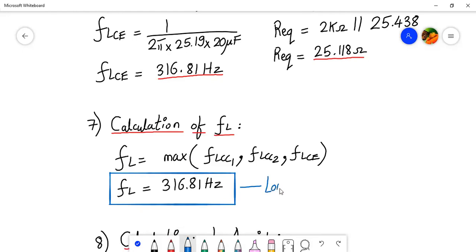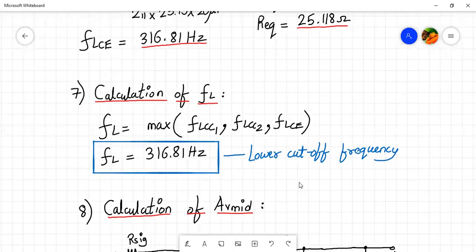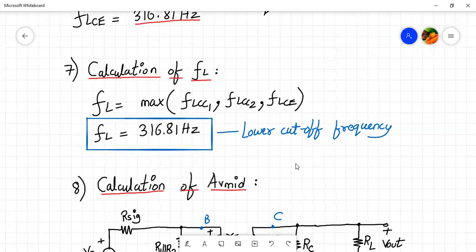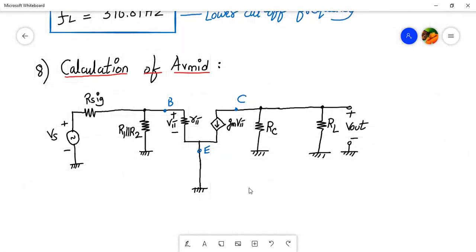Now what is FL? It is the lower cutoff frequency of the amplifier. Fine. Now we have calculated FL. Now next thing is calculation of AV mid. Now remember, earlier we have drawn this small mid frequency equivalent circuit, right? So we can see all the coupling capacitors are replaced by a short circuit, right?